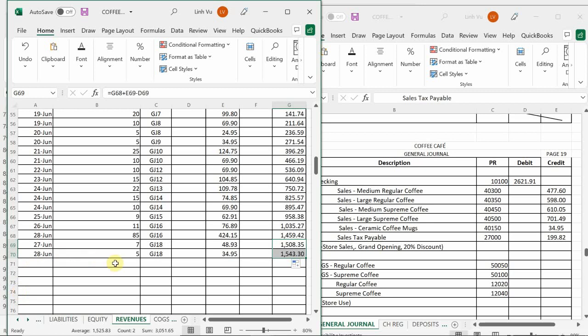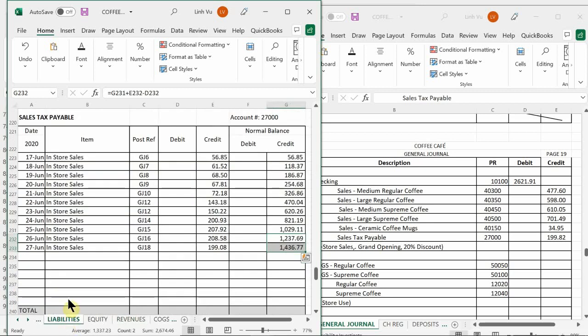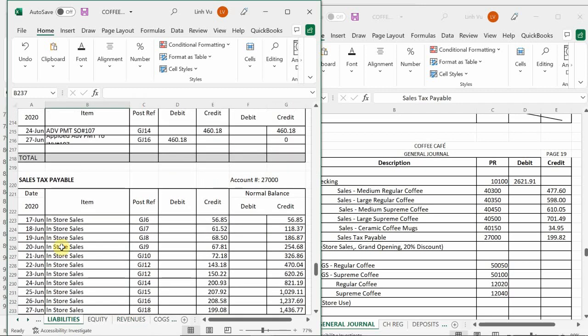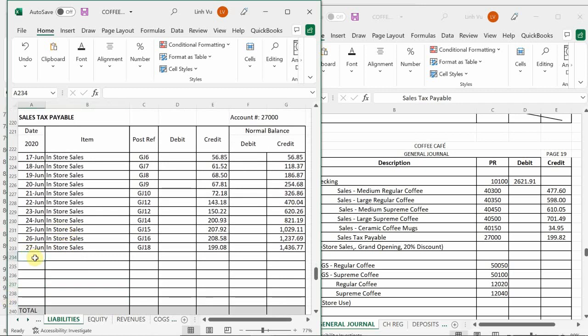And then, last but not least, we have to collect our sales tax. For in-store sales, $199.82, which gives me a grand total sales tax of $1636.59. So there you go.